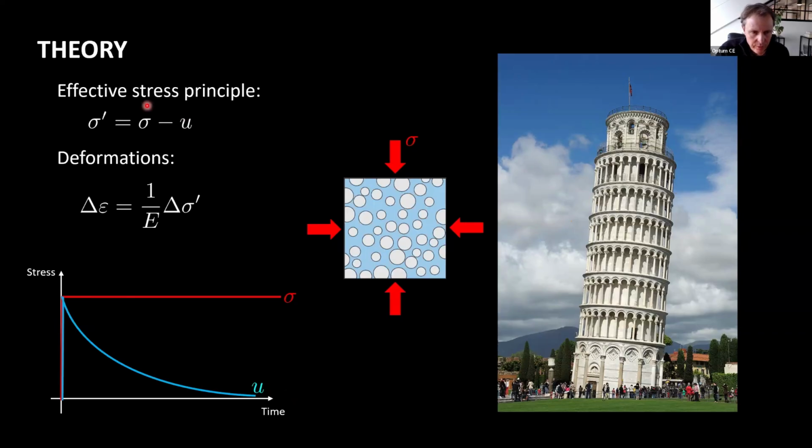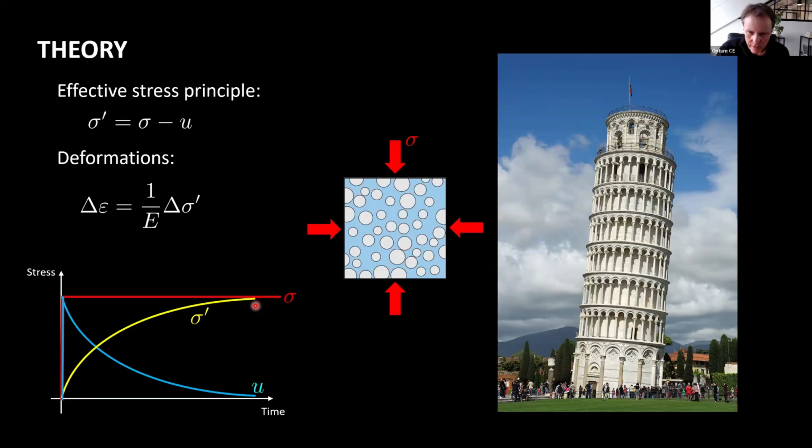And then the effective stress principle basically says, well, the effective stress evolves something like that. So it's zero to start with, and then it gradually increases to become equal to the total stress. And as deformations are a result of changes in effective stress, well, they change in time, so the deformations change in time as well. They will follow a curve like this as well.